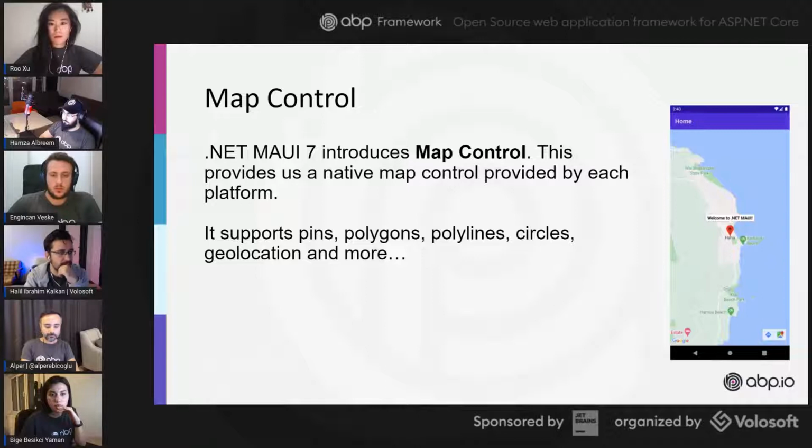.NET MAUI 7 introduces the map control. This provides us a native map experience. It supports pins, polygons, polylines, circles, geolocation, and more. So we can pin a point on the map, or draw a circle, or calculate the distance between two locations, etc. It's all supported with this release.